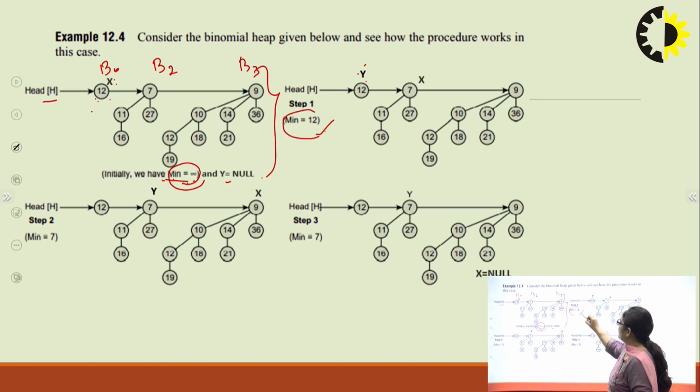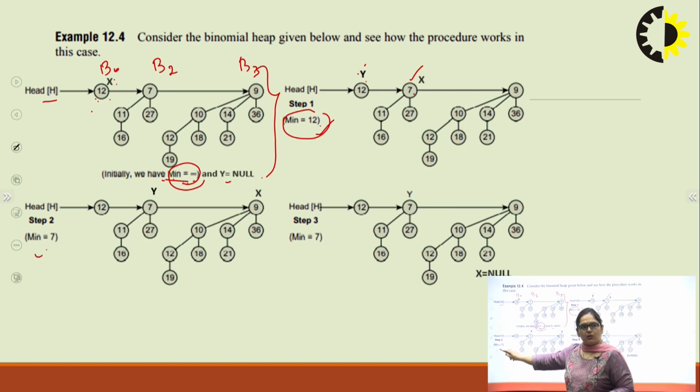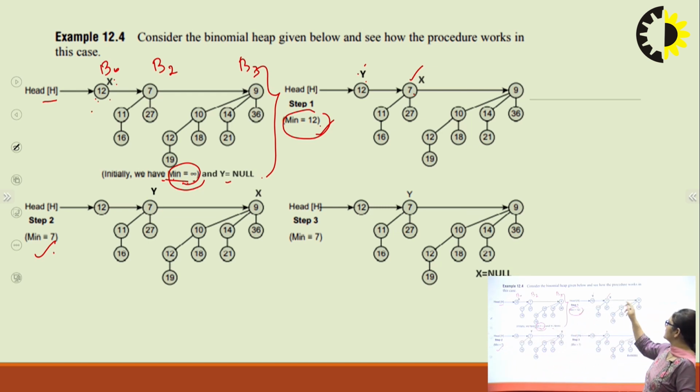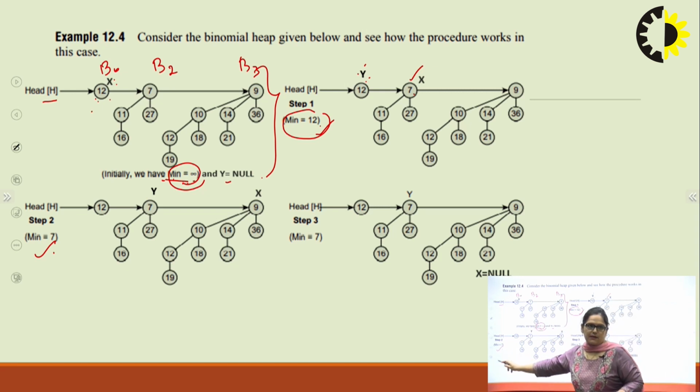Now the min value is 12 and the value of x is 7. Among these, the value 7 is minimum. So we have to again update the min variable to 7, and x will be shifted to its sibling node, that is 9, and y will be set to the previous x. So now the new y will be 7, x will be 9 and min will be 7.